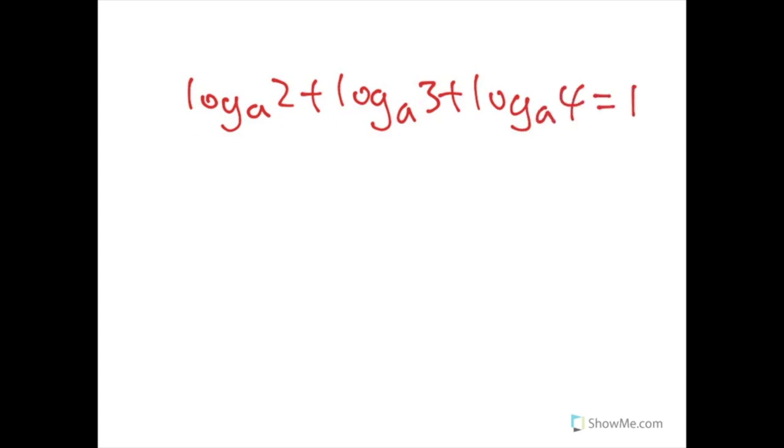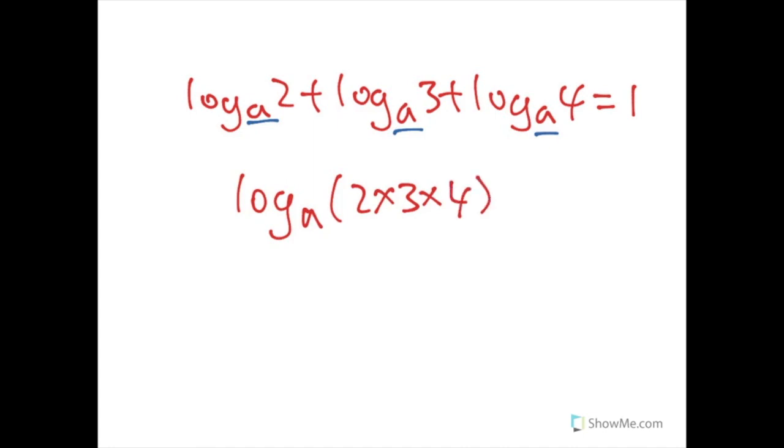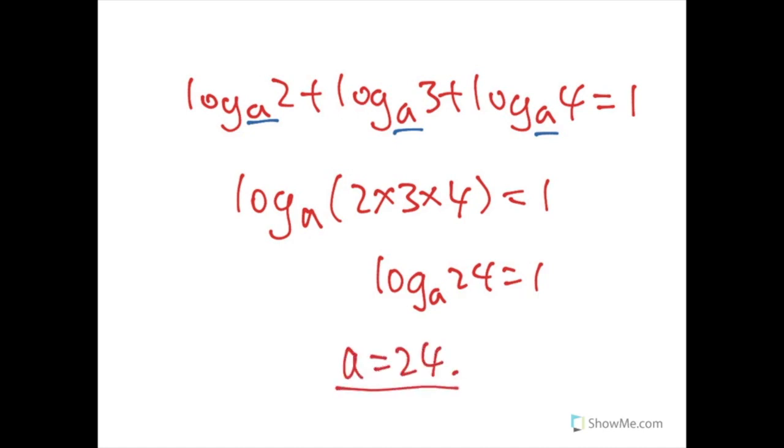Now, applying the product rule for logarithms, since all of these are base A, we can combine all of them into one logarithm, namely log base A of 2 times 3 times 4. And 2 times 3 times 4 is 24. So log base A of 24 is equal to 1, and obviously the value of A is 24. So 24 is our answer.